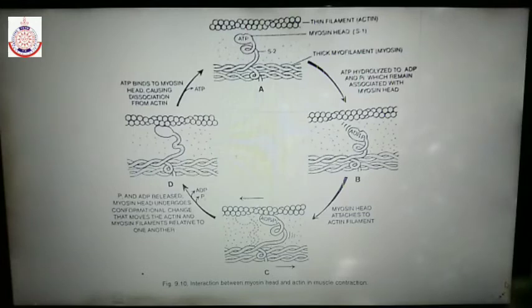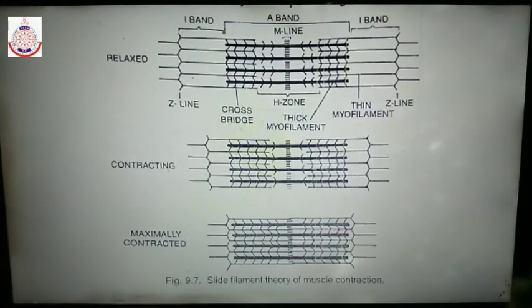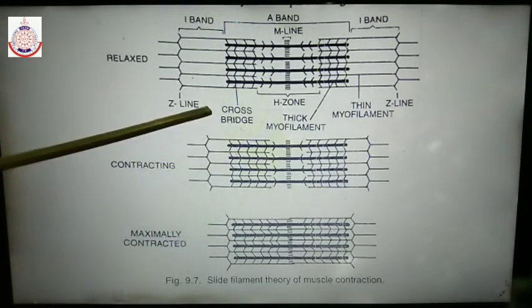So the calcium ions are pumped back to the sarcoplasmic reticulum, and where are they stored? These calcium ions are stored in the cisternae. Cisternae is the element of the endoplasmic reticulum or sarcoplasmic reticulum. And for relaxation, we will move from the downward.